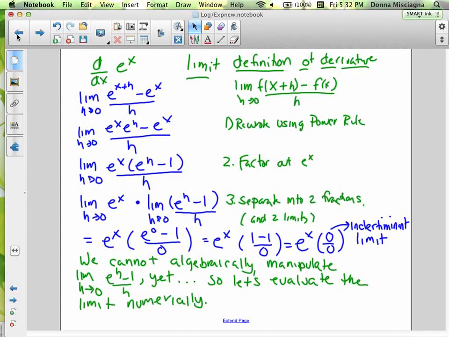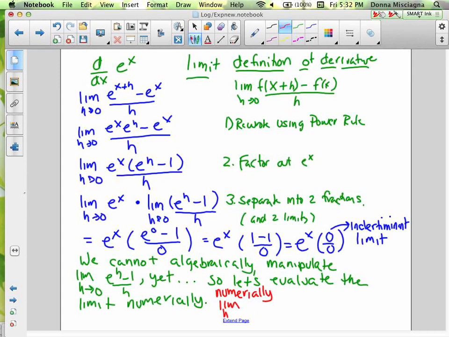All right, so we figured out numerically that the limit as h goes to 0 of e to the h minus 1 over h equals 1. So now let's plug in 1 where we had the e to the h minus 1. So the limit of e to the x is e to the x, because that's an h and not an x. And the limit as h goes to 0 of 1, well, that's 1.